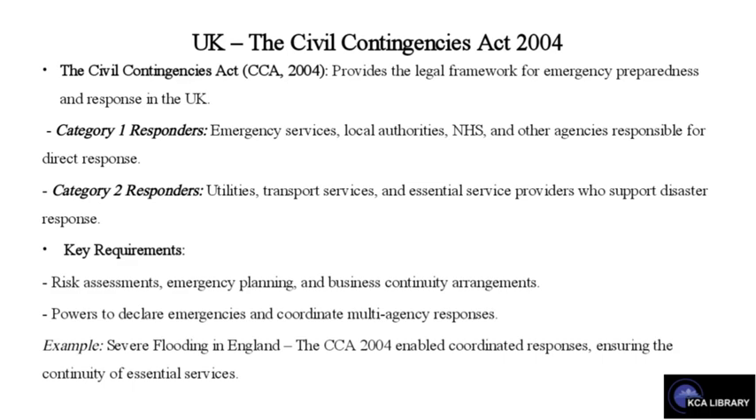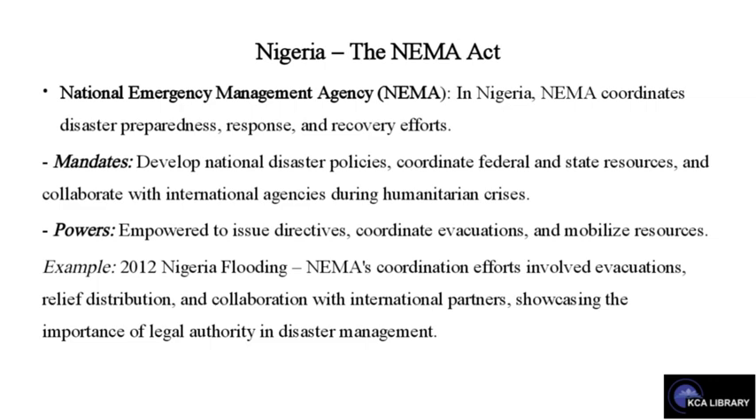Now, the key requirements here are, number one, risk assessment. There's emergency planning and business continuity arrangements. There are powers to declare emergencies and coordinate multi-agency responses. These are the key requirements here. Now, an example is the severe flooding in England that happened in 2004. The CCA 2004 enabled coordinated responses, ensuring the continuity of essential services by creating these Category 1 responders and Category 2 responders.